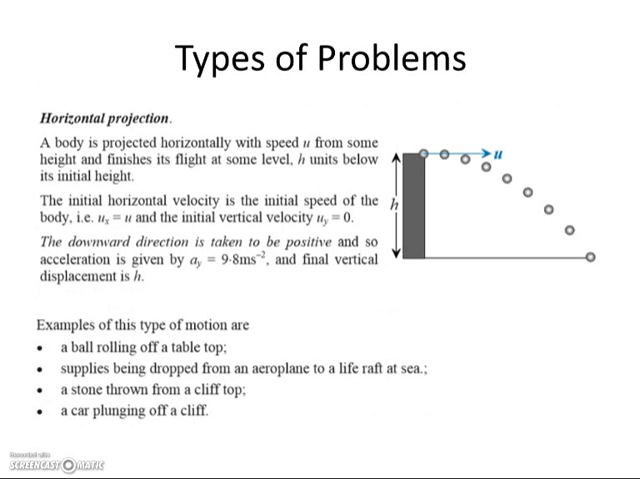Alright, so you're going to face two types of problems when we're looking at projectile motion. The first one is horizontal projection, which is something being pushed off of something or pushed out of something. Some examples of this are a ball rolling off a table, supplies out of an aeroplane, which is a good one that people like to use in exam questions, a stone being thrown off a cliff, or pushing someone off of a cliff, or a car plunging off a cliff, something like that.